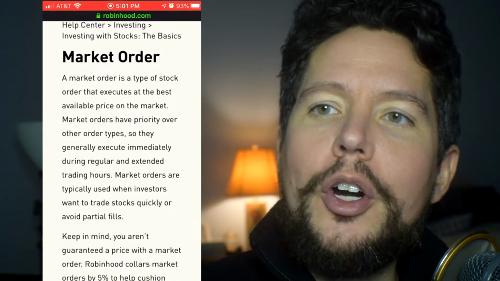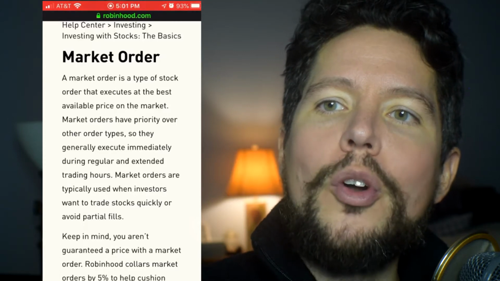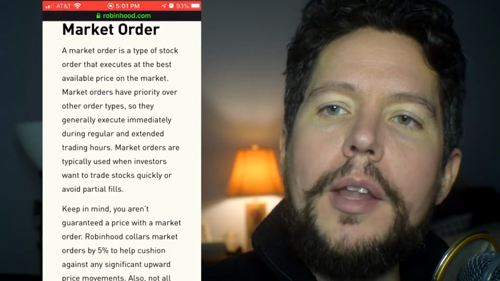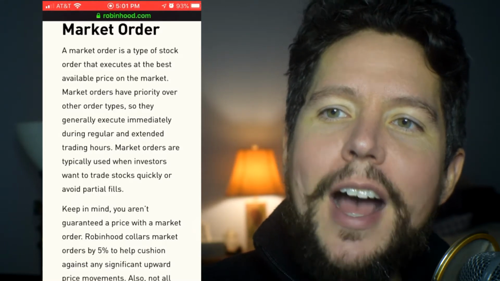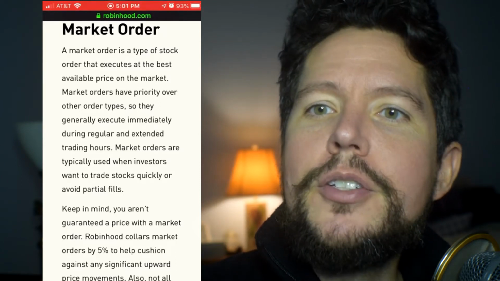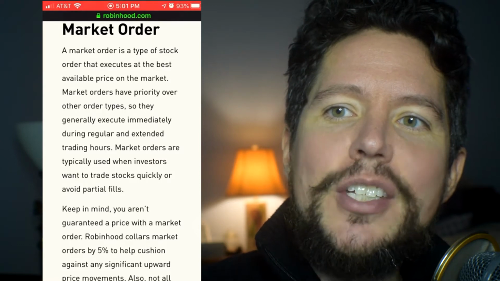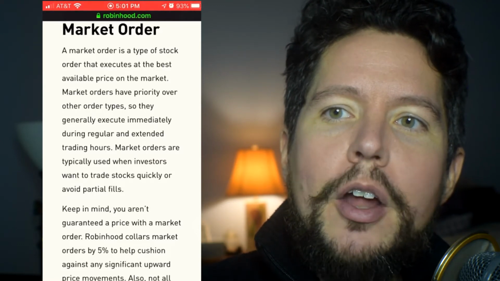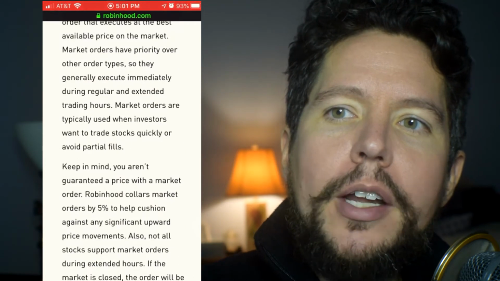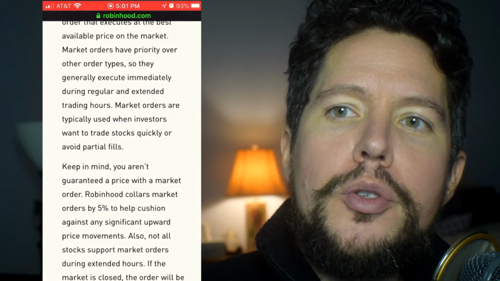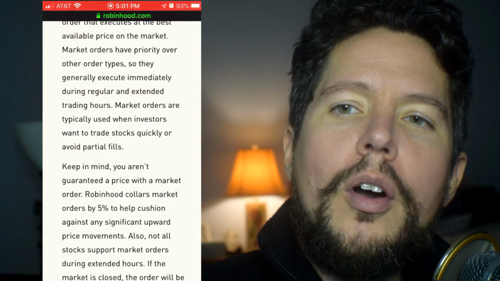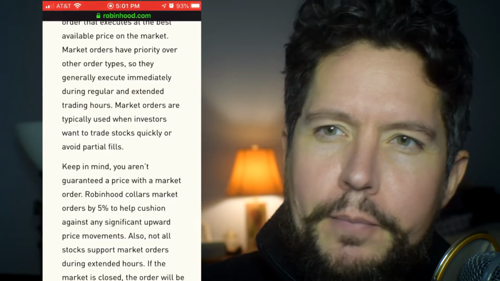A market order is a type of stock order that executes at the best available price on the market. Market orders have priority over other order types, so they generally execute immediately during regular and extended trading hours. Market orders are typically used when investors want to trade stocks quickly or avoid partial fills.